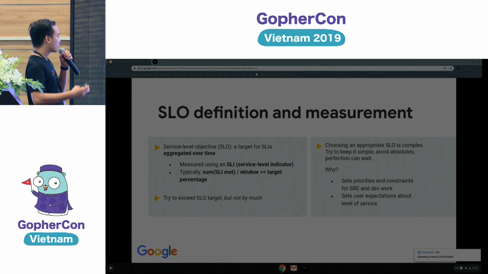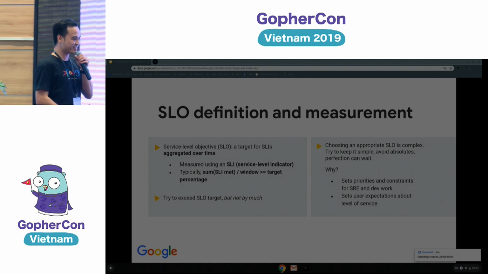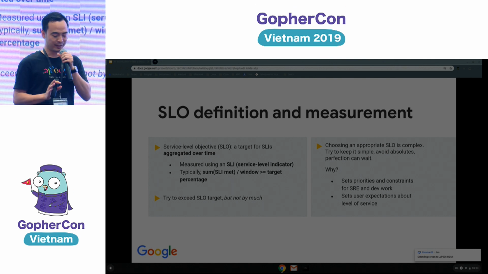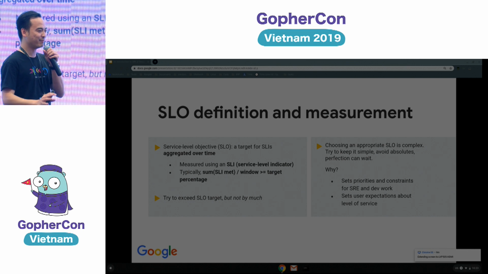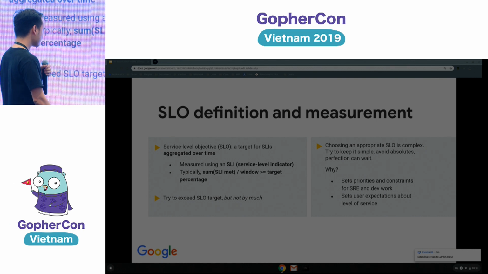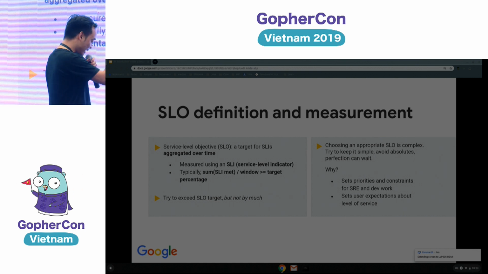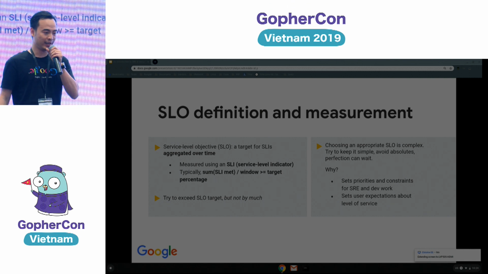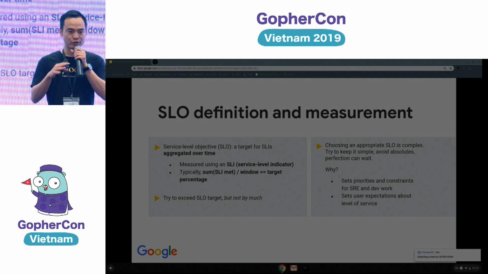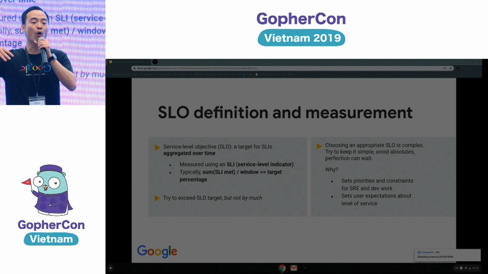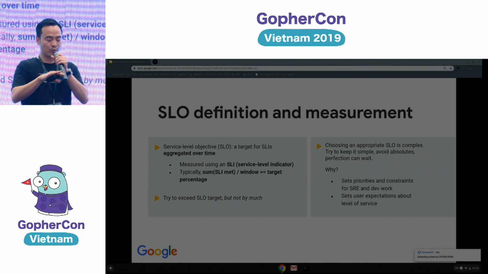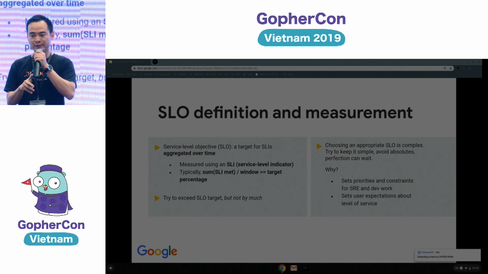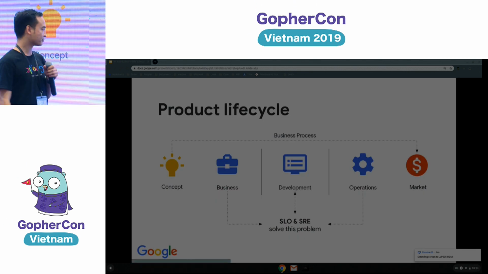So with the SLO, we try to exceed the target, but we will not try to go beyond that. Say, if you define 90%, 90% is just enough, right? And like I mentioned earlier, defining an SLI and SLO is complicated. So my suggestion is that you try to start with something simple first, and then polish it later on. The more you use it, you will say, okay, we need to tweak it a bit. So start with something simple, and then polish it later.